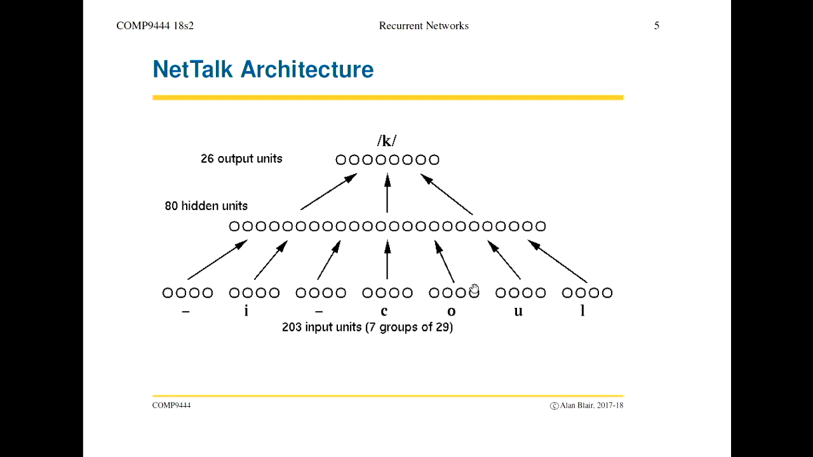So this is the network that they had. They encoded each letter as a one-hot representation. There were 7 groups of inputs, one for each letter in the sequence, and for each letter they had 29 different inputs. It's one hot, so if the letter is D, then the input corresponding to D would be equal to 1, and all the other 28 inputs would be equal to 0. And then they had 80 hidden units and 26 outputs. This is based on the phonetic alphabet. So that symbol there is just K.